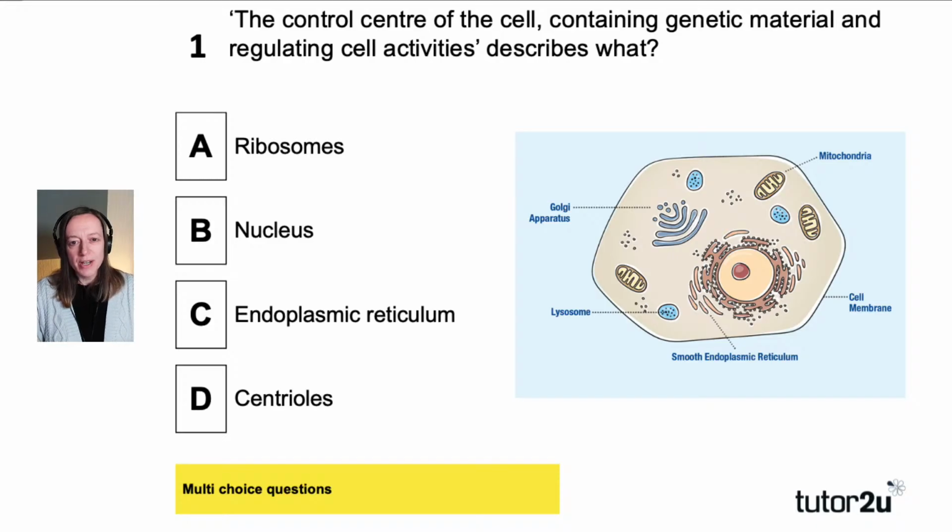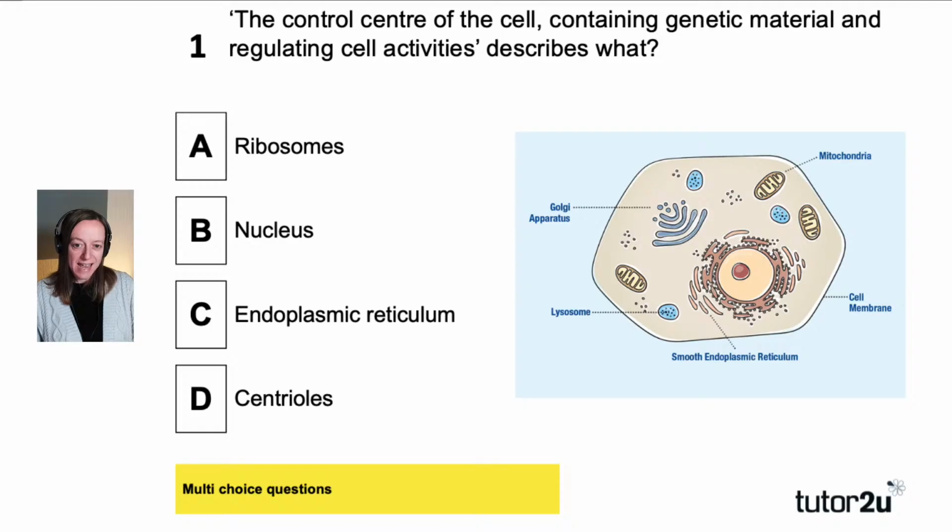So this is a multiple choice question. As you can see, there's a picture of a cell and some of the cell organelles on the screen. So I'm going to read out a statement and you're going to tell me what it describes. So the control centre of the cell, containing genetic material and regulating cell activities, describes what? Is it A, ribosomes, B, nucleus, C, endoplasmic reticulum, or D, centrioles? So for those of you watching at home, if you want to type your answer into the chat, we will see how you are doing. Just wait for the answers to come through.